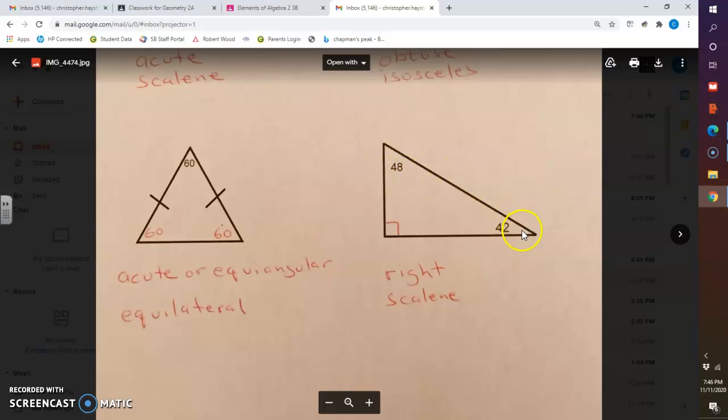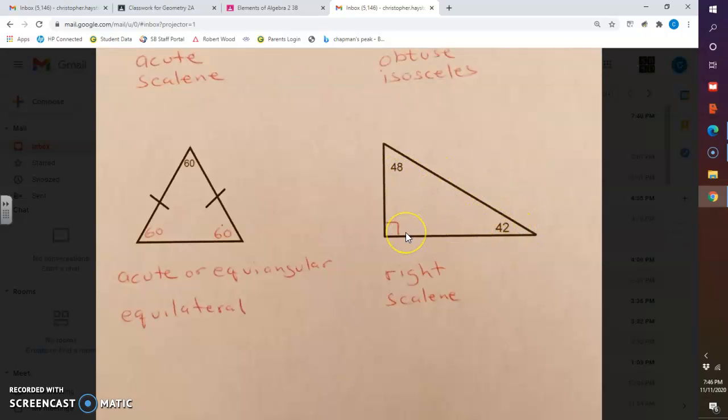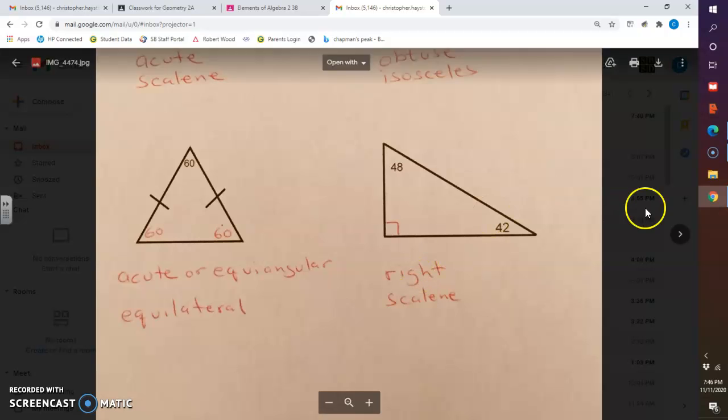And finally, 48 and 42 is 90, and 90 plus 90 is 180, so we have a right triangle. I put the square there, and three different measure angles, so it's right scalene.